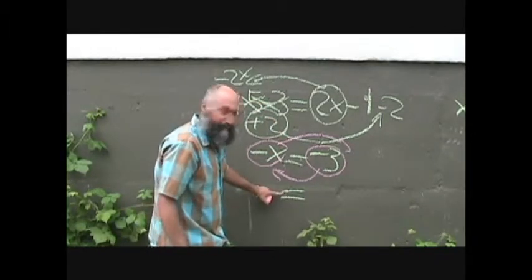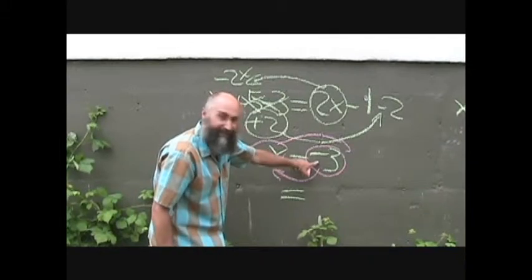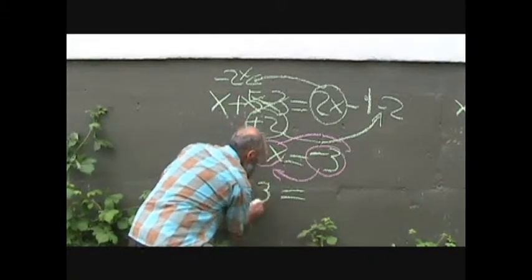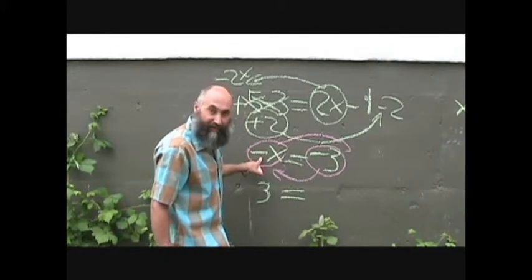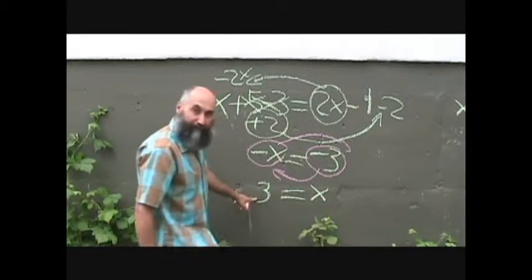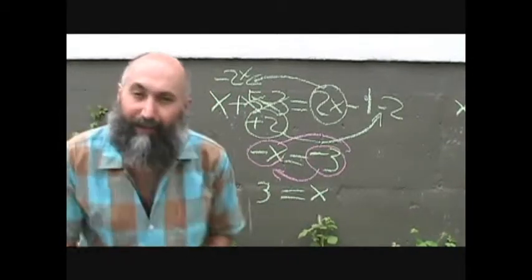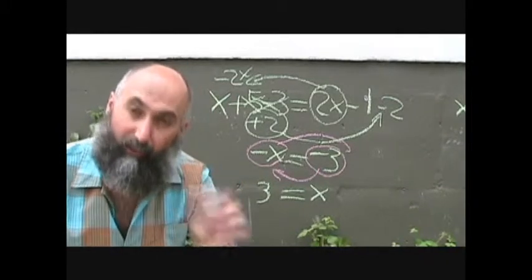Right? Negative 3 comes over the equal sign, its sign changes. So this becomes 3. Negative x moves over the equal sign, its sign changes. So that guy becomes x. So x is equal to 3. Okay? Let's take a look at multiplication and division and see how we deal with those things.